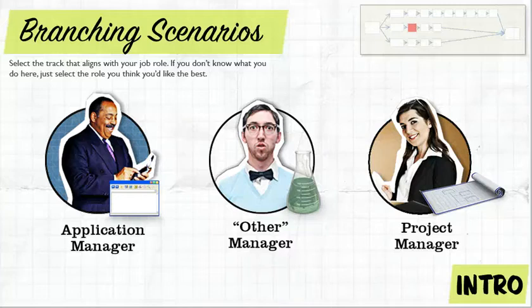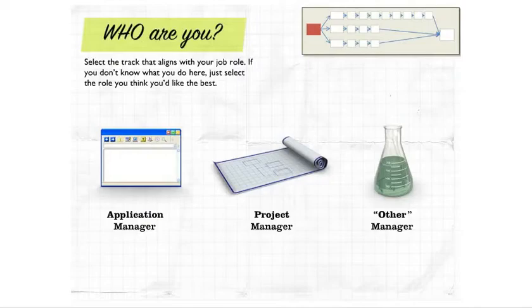In this project series, we'll take a look at creating branching scenarios within our e-learning course. Now, the idea for this was inspired by a recent forum post where a user wanted to create separate learning paths based on job role. So the three job roles that we're working with here are application manager, project, and then other manager.